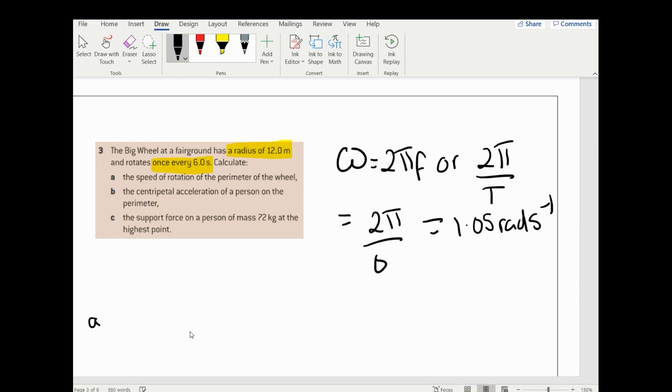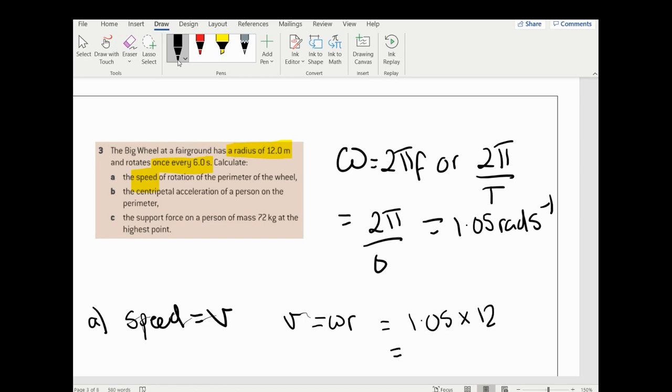I'm now going to do the question. So let's go back to my points. Question 3a, the speed of the rotation of the perimeter. Speed equals v. So I'm trying to find v. I know that v equals omega r. So I've already found omega, because it's the first thing I did, so 1.05 times 12, and it's going to be 12.6 meters per second. See, by finding omega first, I've really helped myself and made it much easier.